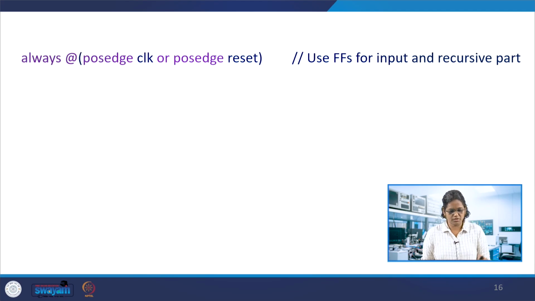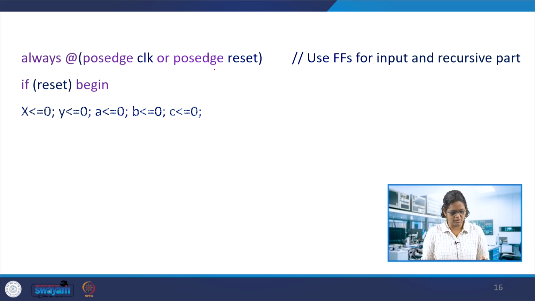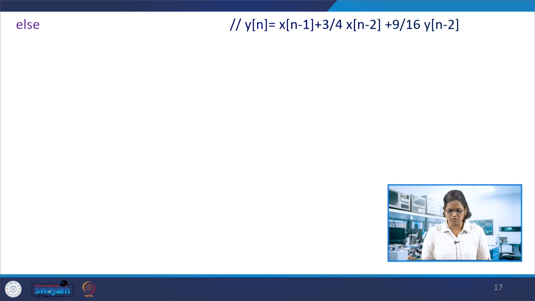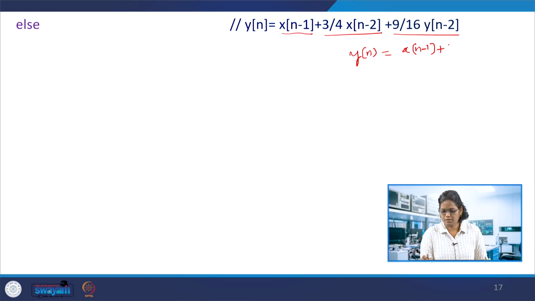So always at the passage of the clock or passage of reset, we use this reset and assign all the variables to 0, A, B, C and x, y as well. And this is the look-ahead lossy integrator, in which we have this equation. So y of n equal to x of n minus 1, 3 by 4 x of n minus 2, 9 by 16 y of n minus 2. So getting the previous one, y of n equal to x of n minus 1 plus 3 by 4 y of n minus 1. Okay, so this is that first lossy integrator.